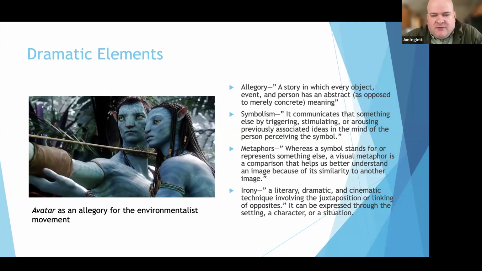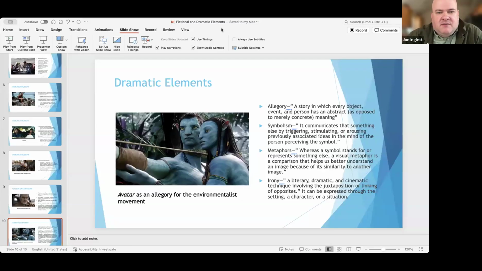Metaphors: whereas a symbol stands for or represents something else, a visual metaphor is a comparison that helps us better understand an image because of its similarity to another image. And irony is a literary, dramatic, and cinematic technique involving the juxtaposition or linking of opposites. It can be expressed through the setting, a character, or a situation. That's pretty much it for fictional and dramatic elements.